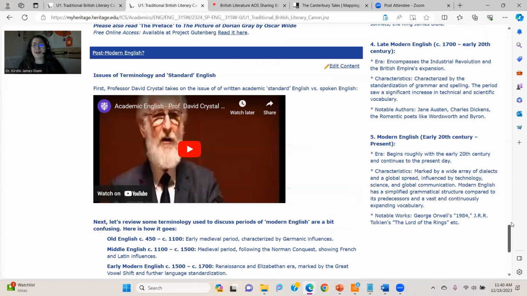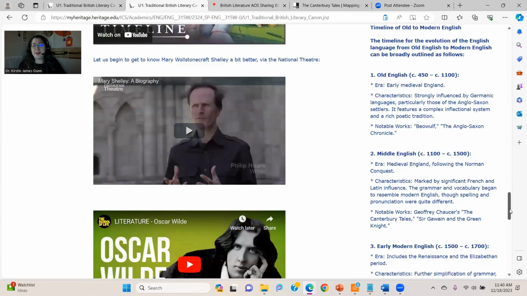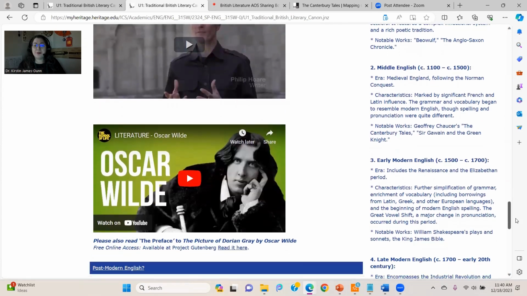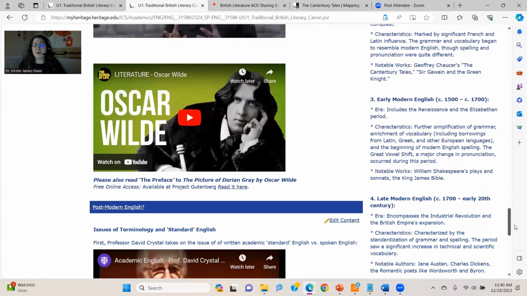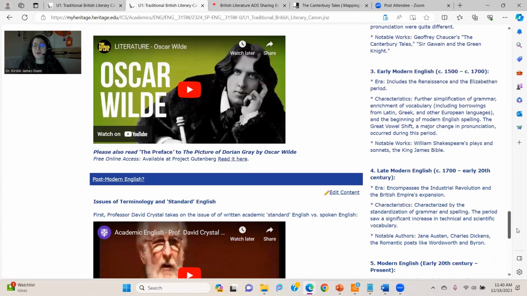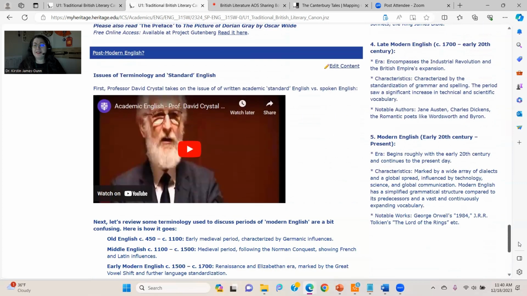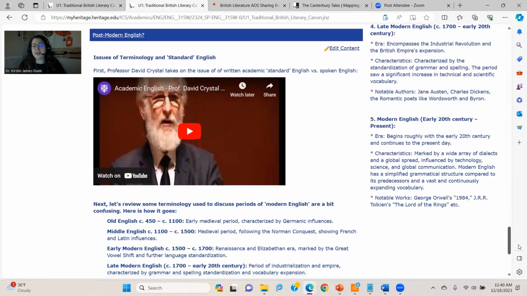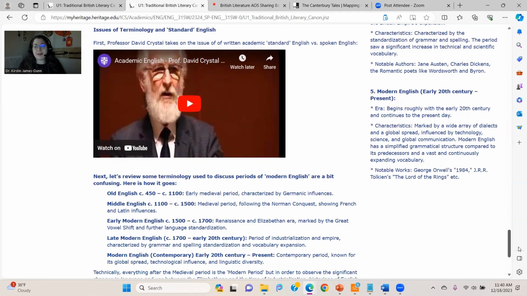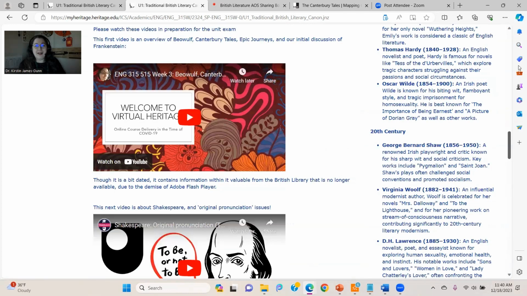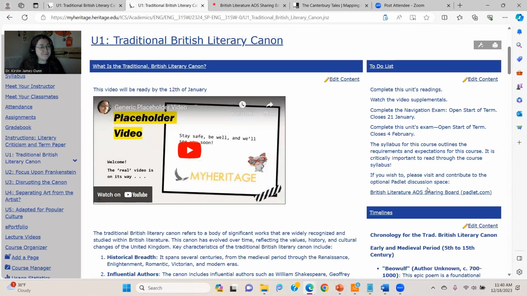All right, so then let's clarify again that when we're talking about Old English, Beowulf, for example, is an example of Old English. Middle English, Geoffrey Chaucer's The Canterbury Tales. Then when we go into early modern English, William Shakespeare's plays and sonnets and the King James Bible. Late modern English, Austen, Dickens, the Romantic poets, Wordsworth and Byron. And then in what they call modern or contemporary English, George Orwell, J.R.R. Tolkien, etc. All right. And that is the introduction for Unit 1.